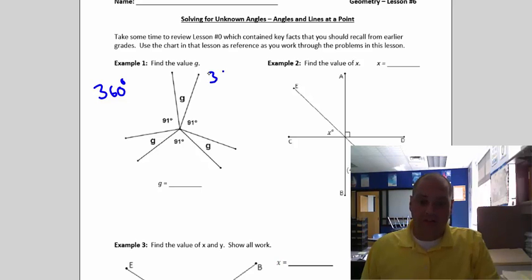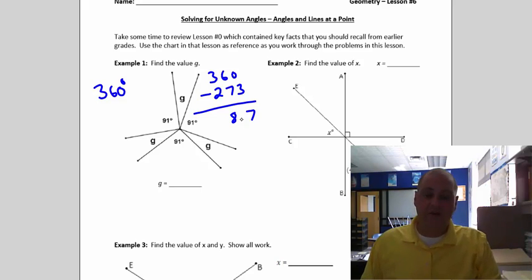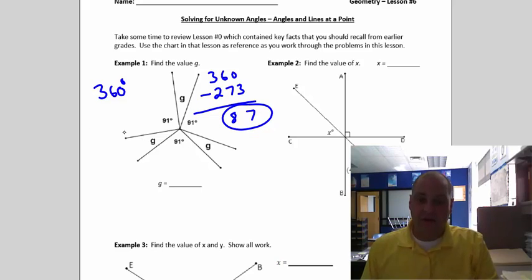So we're going to do 360, take away 91, 91, 91, so 273. 360 minus 273 is 87. Okay, so we have 87 degrees left over for 3 angles. So now we do 87 divided by 3. And what's that come out to be? 29, because 90 divided by 3 is 30. So it's 29 degrees. So 29 degrees would be G.